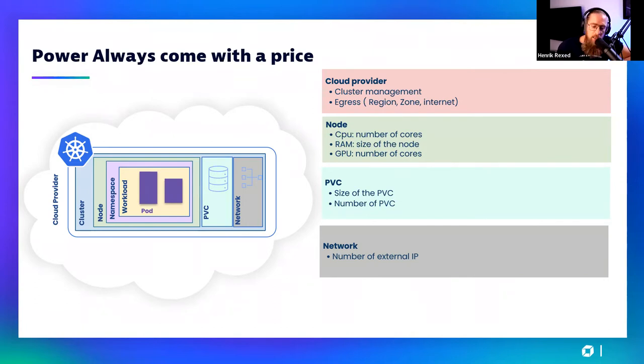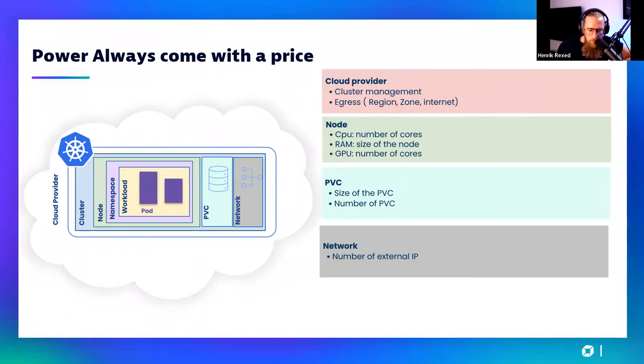Then if you have a cluster and you have different nodes in different regions or zones, or you have different components in different areas, you will probably have some communication between those cloud regions or cloud zones. And this is being charged. Same thing if you have to reach out to the internet to pull some information, this is going to be charged as well. So this is something that you should be aware of.